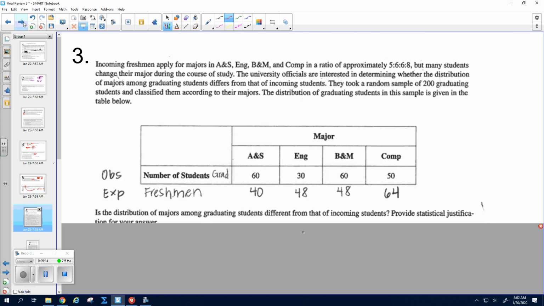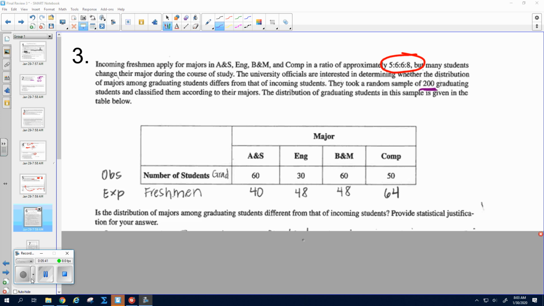All right, number 3, you want to do a chi-square goodness of fit test because I want to know, is it in the following distribution? So incoming freshmen are in that distribution, so when they graduate, do they stay in that same distribution? So first of all, we need to know, out of 200 freshmen, if they're in the same ratio.